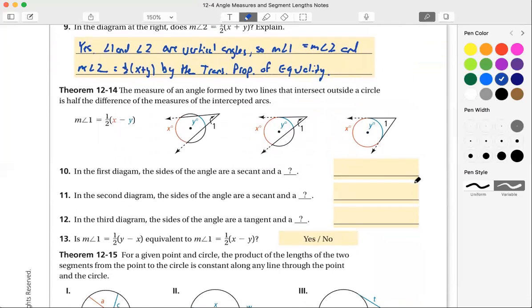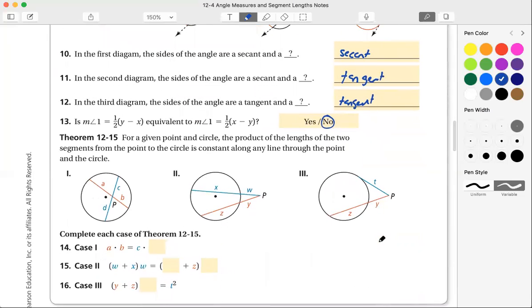All right, theorem 12-14. The measure of an angle formed by two lines that intersect outside a circle is half the difference of the measures of the intercepted arcs. So the measure of angle 1 is equal to 1/2 of x minus y, so the larger minus the smaller. In the first diagram, the sides of the angle are a secant and a secant, so two secants. In number 2, the sides are a secant and a tangent. And in number 3, the sides are a tangent and a tangent. Is the measure of angle 1 equal to 1/2 of y minus x, equivalent to 1/2 of x minus y? The answer is no. So the larger minus the smaller.